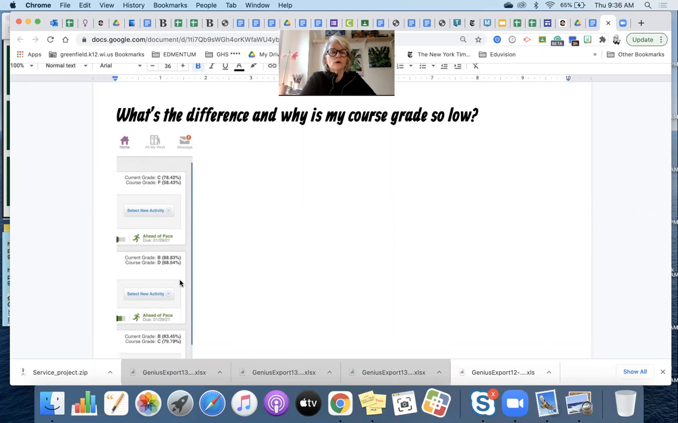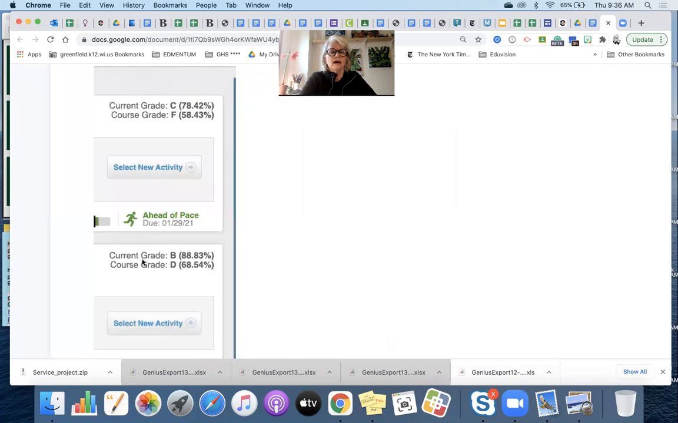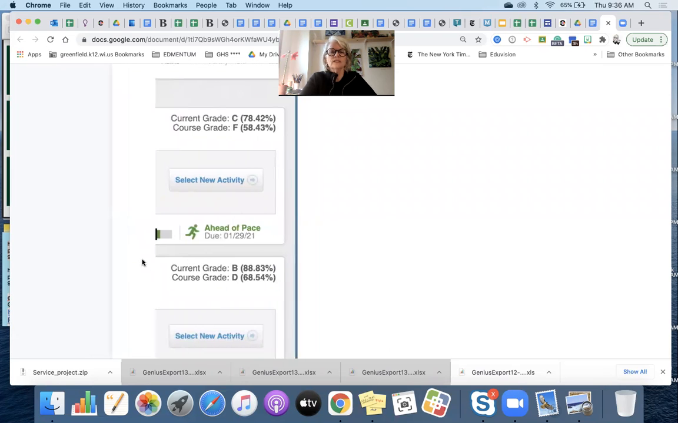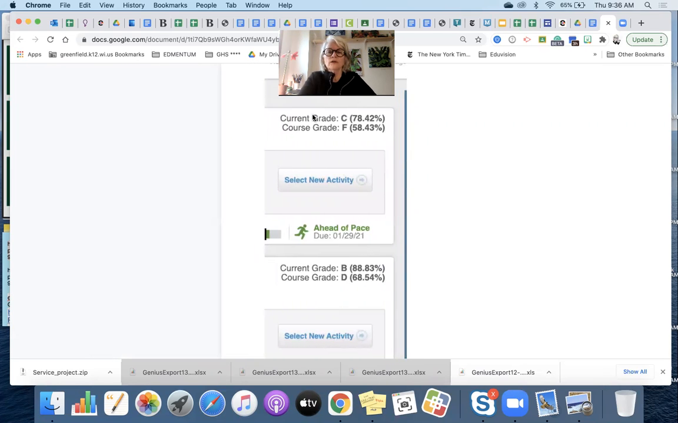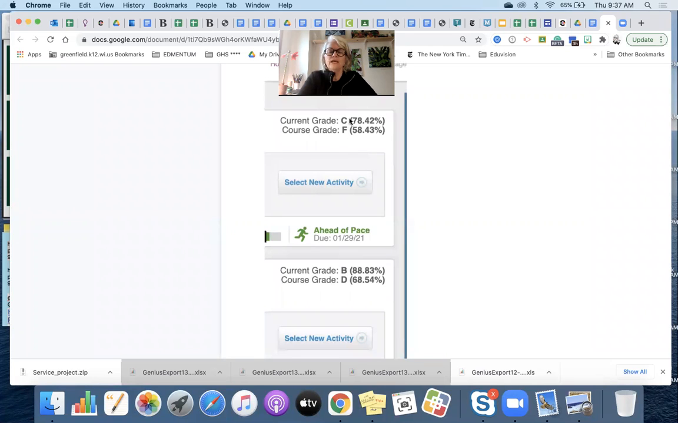If you go to your dashboard within the site, I took a little screenshot here and you can see that this person's current grade is a C, 78.42%, and their course grade is an F. The reason is because the current grade only grades all of the assignments that you've done already. And in the grade book, for the ones that you haven't, there would be zeros, 0, 0, 0.